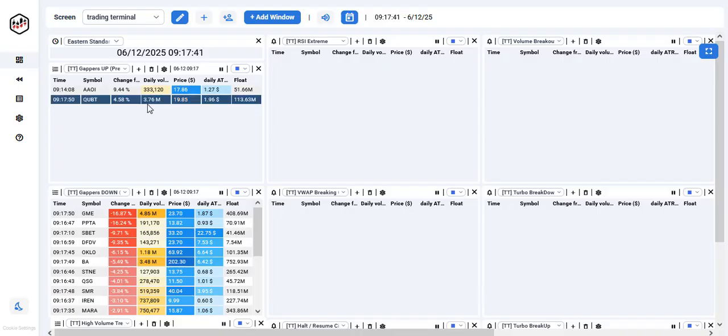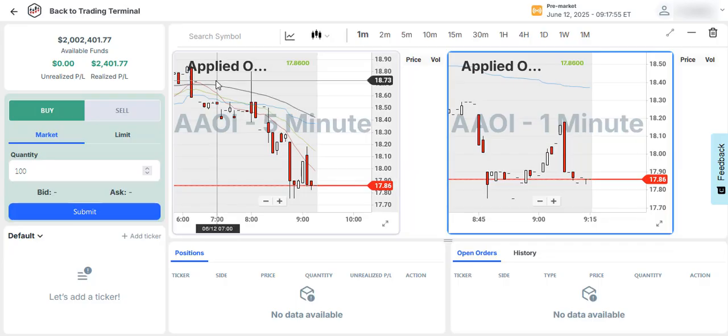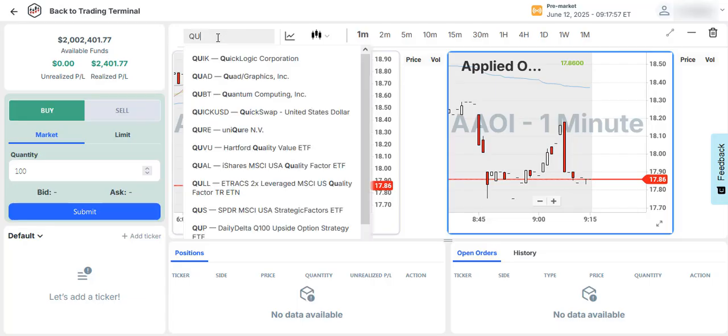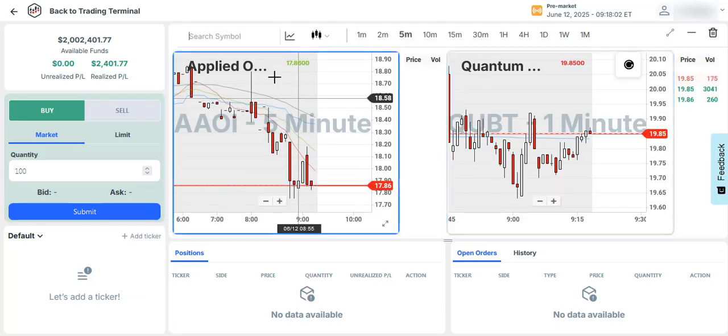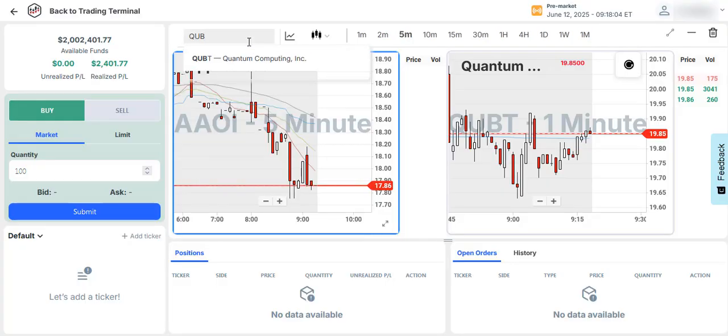Now you can see this is interesting. There's probably something going on that we will see in the next step of what I'm about to do. QUBT has already traded 3.76 million shares today, and this is before the market even opens. So there's something interesting there. So we'll do QUBT. Again, this is our 1-minute chart, and this is our 5-minute chart.